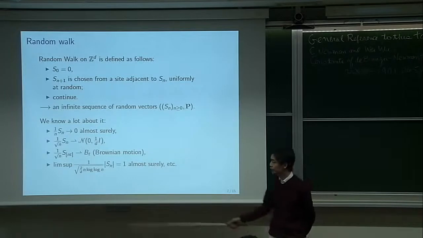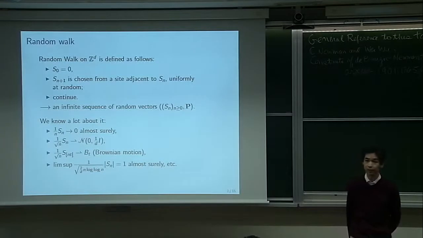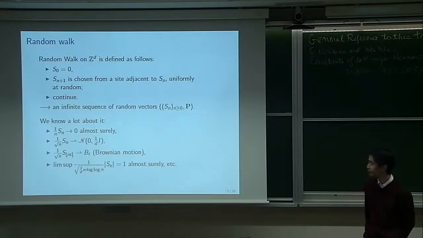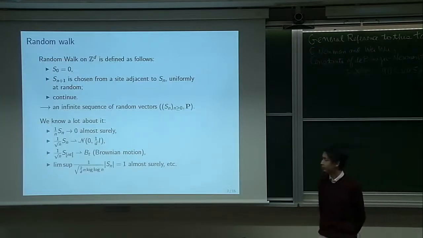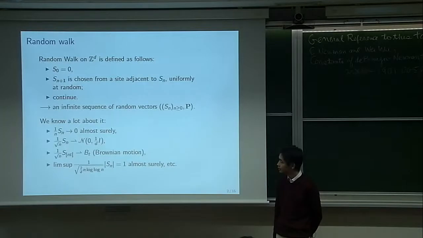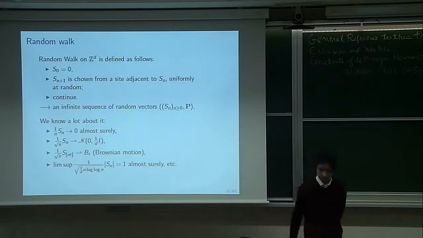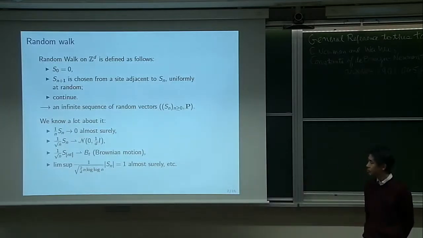And moreover, if you introduce this time parameter here, it's just an integer part, then it is known as Donsker's invariance principle, which states that as a process it converges to so-called Brownian motion, or for mathematicians a Wiener process, in the space of continuous functions. Okay, and you know much more. For example, if you really want to know what is the right scale for S_n, if n goes to infinity, then it turns out to be square root of n times log log n. It's called the law of iterated logarithm.